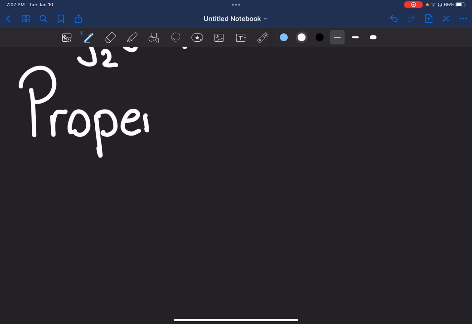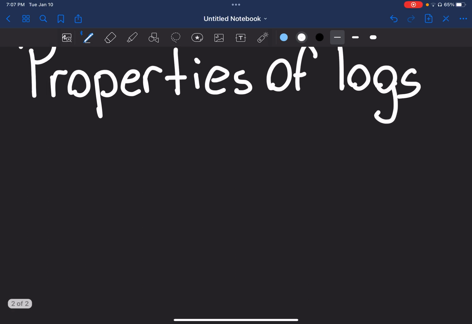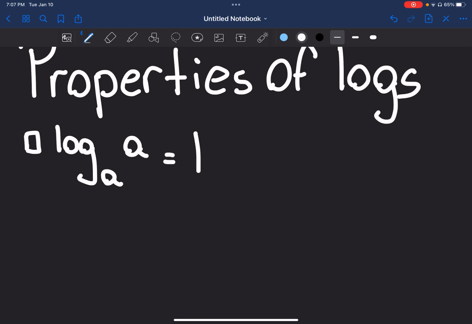Okay, now let's get into something a little bit different. This is the properties of logs. Very important things you need to know are, first, we'll start with this. Log base a of a will equal 1. Do you understand? Very simple.